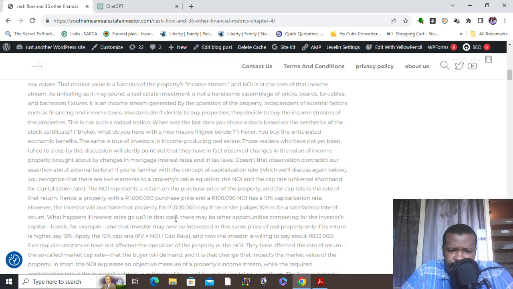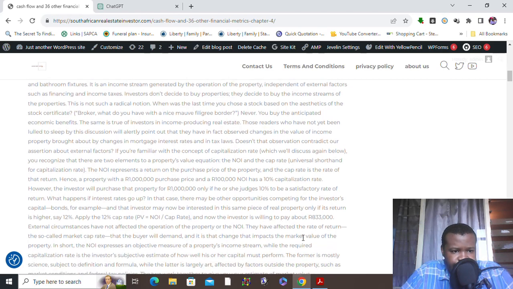In that case, there may be other opportunities competing for the investor's capital. Bonds, for example, and the investor may now be interested in the same piece of real property only if its return is higher than say 12%. Apply the 12% cap rate. Present value is equal to net operating income divided by the cap rate. And now the investor is willing to pay an amount of 833,000 rand.